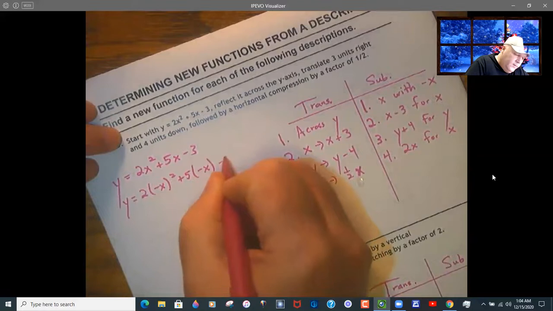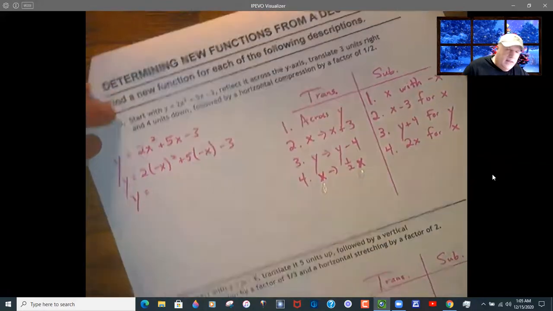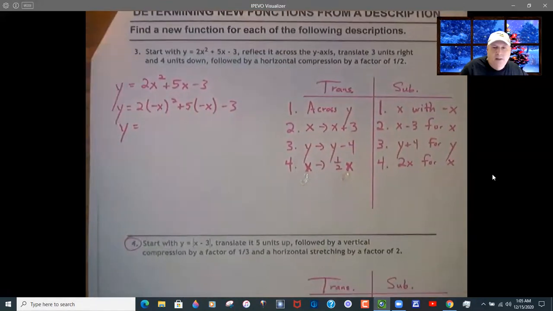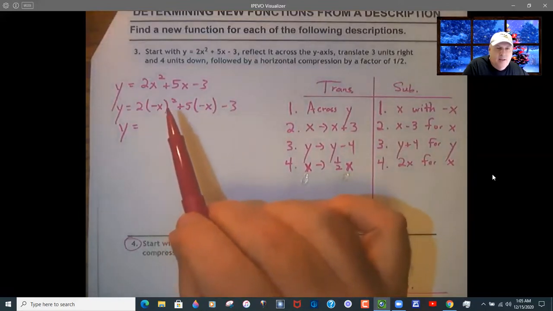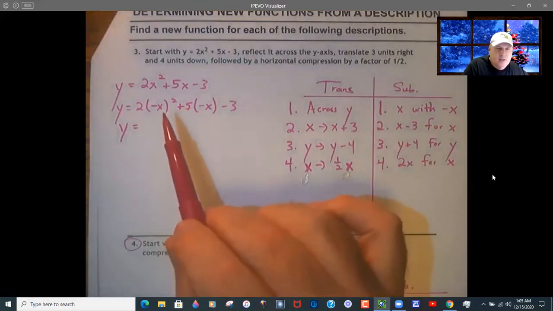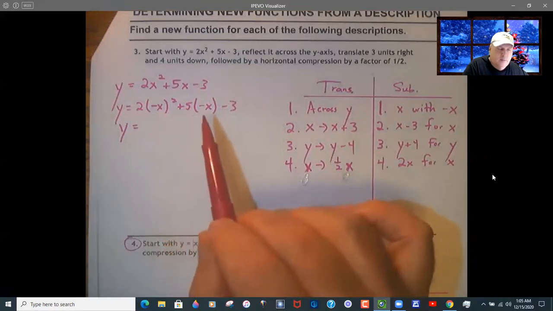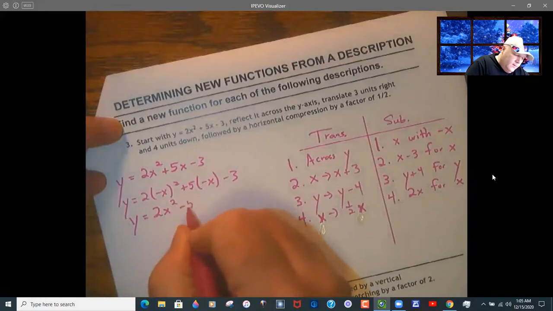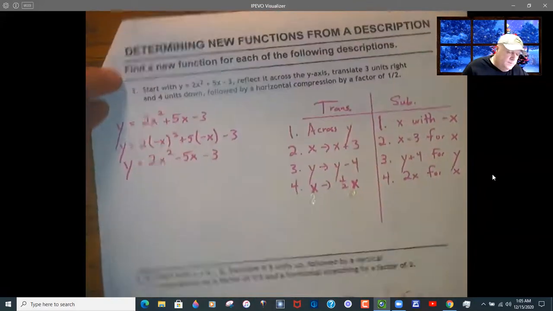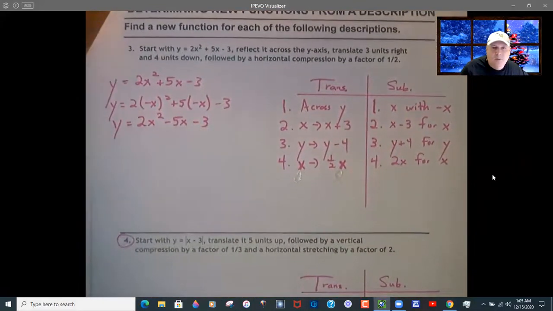So now we have to simplify that out. And what would that involve? This would involve this negative x to the second power, which is really just x squared. And then this becomes minus 5x. So 2x squared minus 5x minus 3. That's all for just step 1.